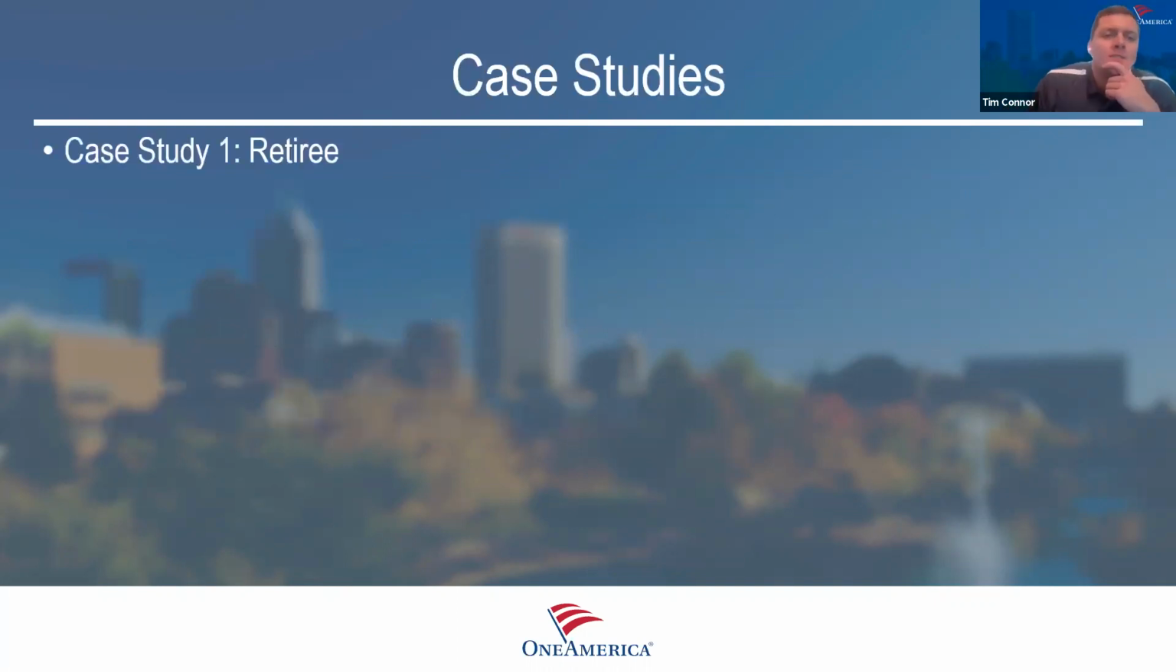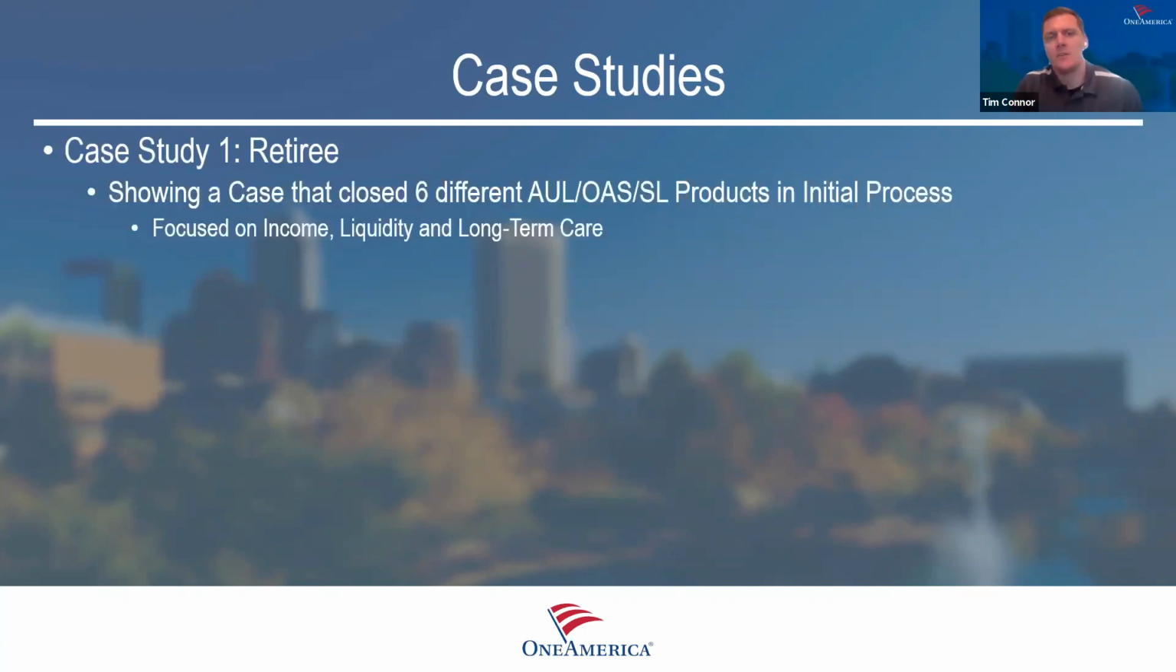All right. So my first case study is going to be a retiree. I'm going to show you a case that closed 6 different total products. In this one, we used an AUL, we had like 4 OAS products, and then we had a state life product, right? The focus on this one was going to be income, liquidity, and long-term care. Legacy was not something that was huge for him, right?